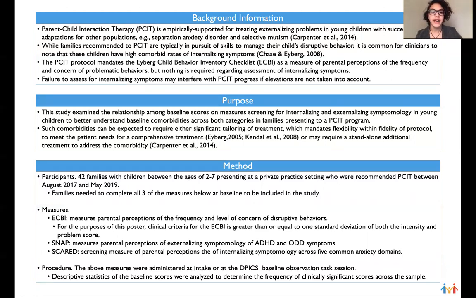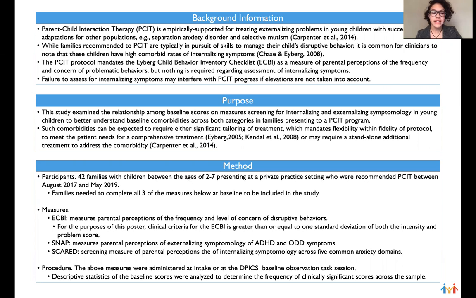In this sample, we had 42 families with children between the ages of 2 and 7 presenting to our private practice setting in New York who were recommended PCIT. The families needed to complete all 3 of the measures below at baseline to be included in the study. The measures we used are all based on parental perception. The ECB looked at the frequency and level of concern of disruptive behaviors. This is the measure used in the PCIT protocol.